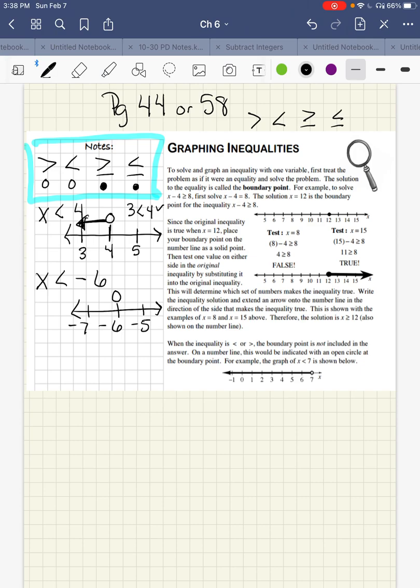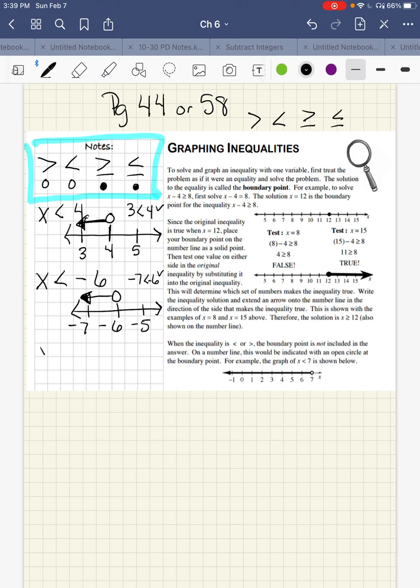Now, x is less than negative 6. That means smaller, right? The arrow points at the smaller number. So smaller on the number line means it's moving to the left, so that direction. And again, you can double check that by taking the number that's in that direction. Negative 7 is less than negative 6. Is that true? Yes, it is. Negative 5 is bigger and negative 7 is smaller. So there you go.